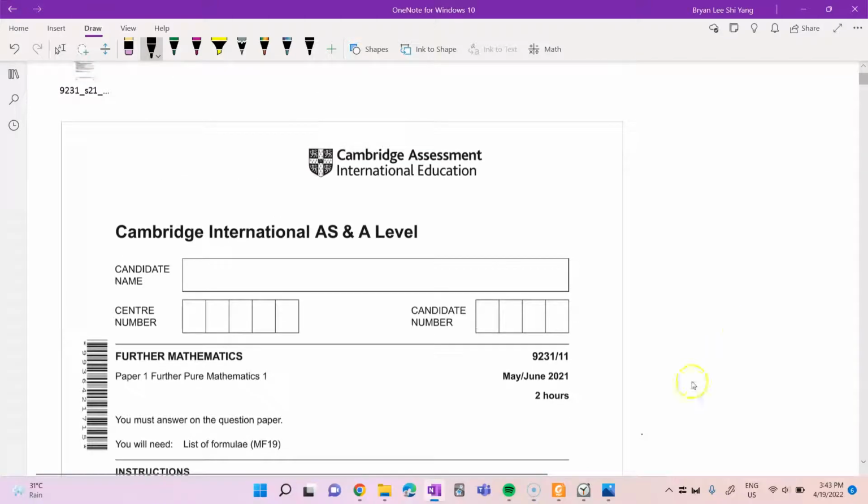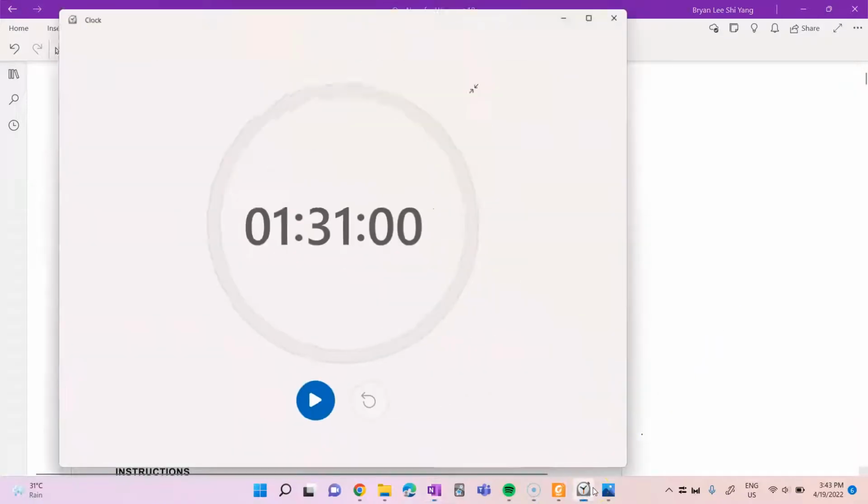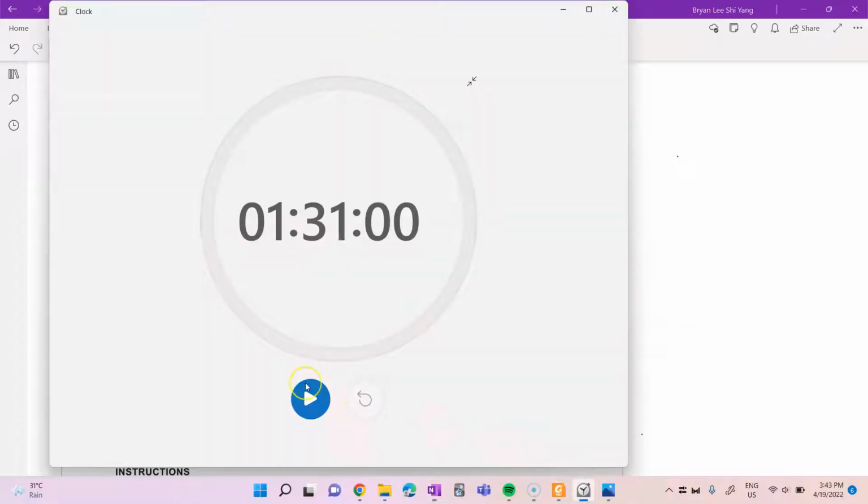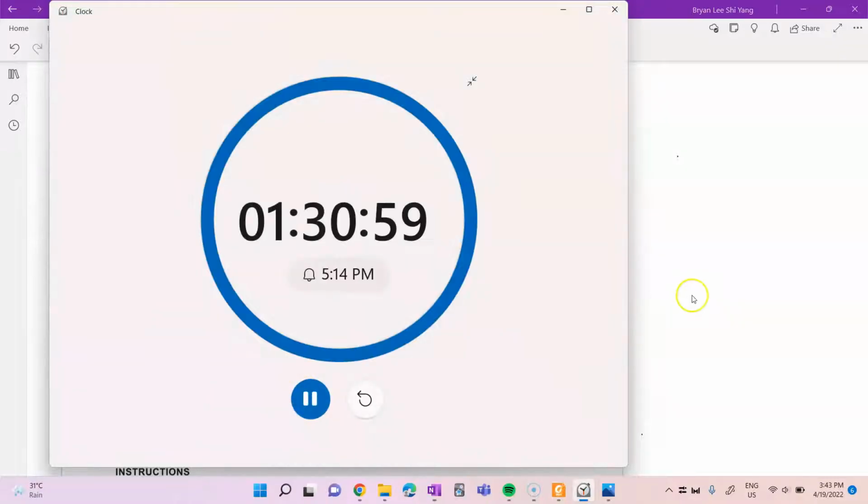And then basically what I want to do is I want to time myself. So I've put a timer here, even though the exam paper suggests that I ought to finish it in 2 hours. But I think let's try to see if we can speed run and then finish it in like 1 hour 30 minutes. So let's go ahead.